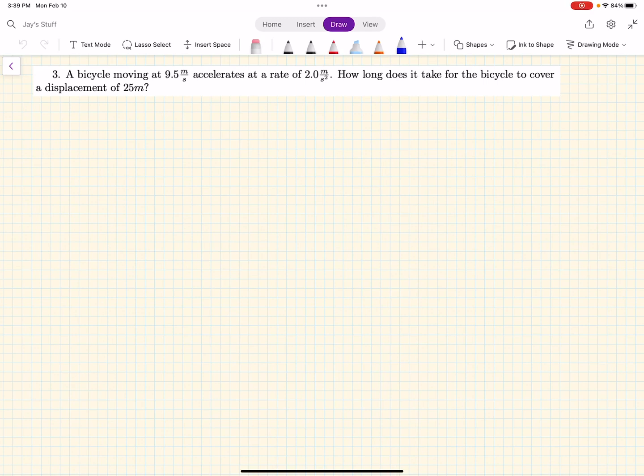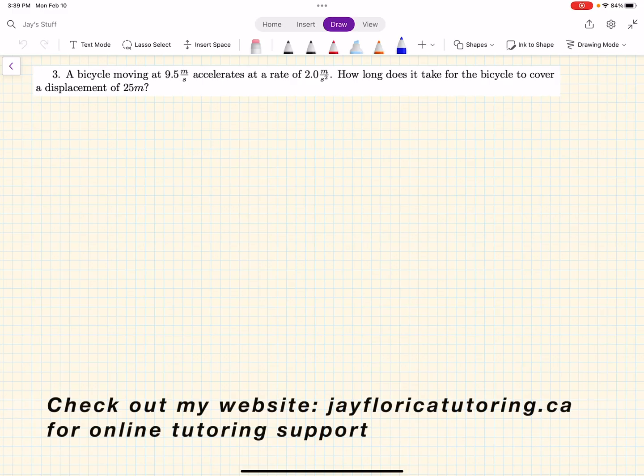So here we have a question again from Kinematics. A bicycle moving at 9.5 meters per second accelerates at a rate of 2 meters per second squared. How long does it take for the bicycle to cover a displacement of 25 meters?